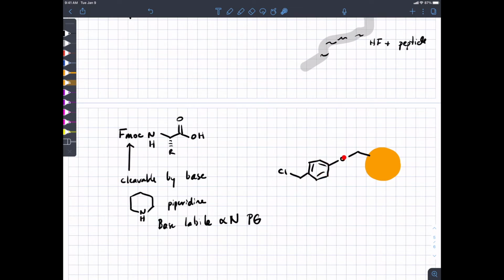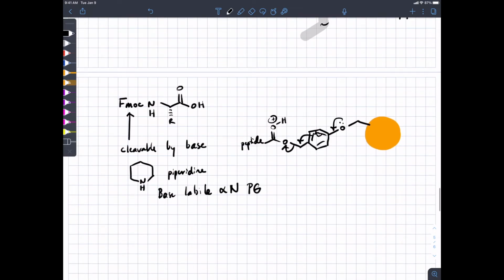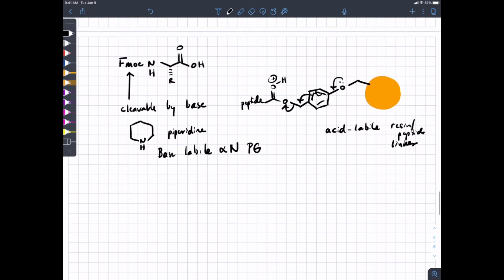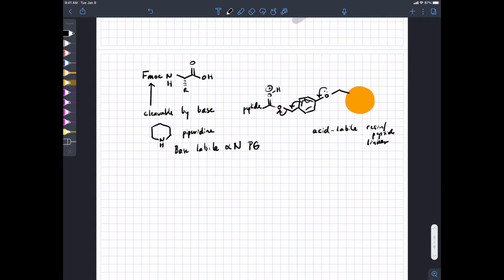The presence of this oxygen makes the ring electron rich enough that at the end of the day, when you have your peptide here, you can use TFA, and that protonates this, and then this oxygen will kick electrons down and literally kick off the peptide as a leaving group. So combining base-labile FMOC chemistry with an acid-labile resin peptide linker enabled everybody to sidestep the use of HF.